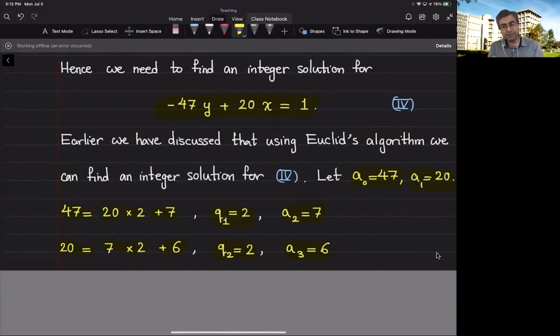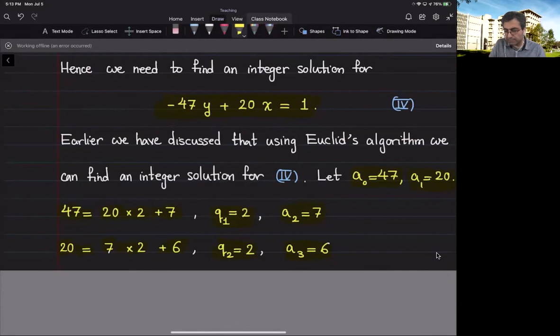By Euclid's algorithm, we are going to call the max of 47 and 20 to be a sub 0 and the min to be a sub 1. And we start doing these reiterated divisions. Each time we divide, we capture the quotient, and the remainder would be the next term in our sequence. So we divide 47 by 20. We get the quotient of 2 and remainder of 7. Now, 7 would be our next term in this sequence, and q sub 1, our first quotient, would be 2.